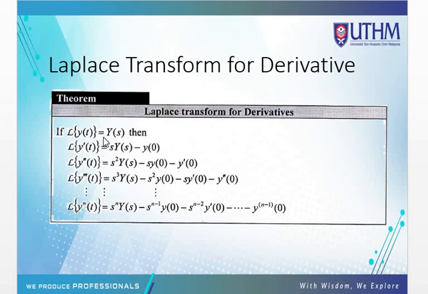If the Laplace transform of y(t) is equal to Y(s), then the Laplace transform of y prime(t) is equal to sY(s) minus y(0). And the Laplace transform of y double prime(t) is equal to s squared Y(s) minus s y(0) minus y prime(0), okay, and so on.